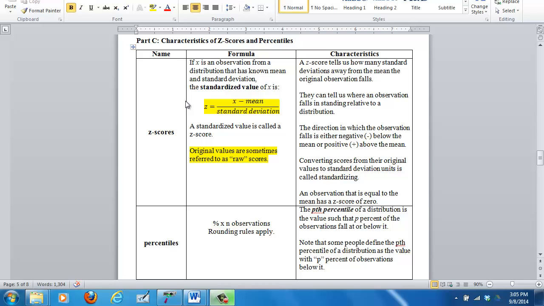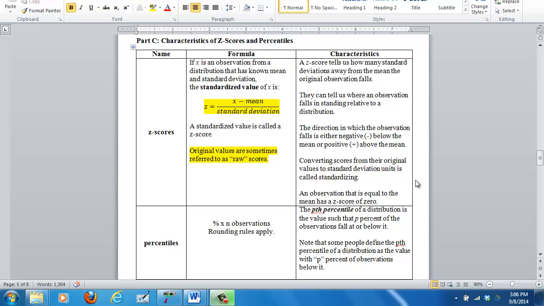We say that a z-score is a standardized value, and generally we will refer to the original values as raw scores. They can tell us where an observation stands relative to a distribution and the direction in which the observation falls, either positive or negative. Converting scores from their original values to standard deviation units is called standardizing. So anytime we take a value and put it into a z-score, we're standardizing that score. An observation that is equal to the mean would have a z-score of 0.